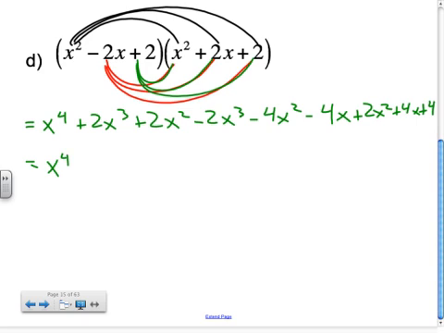Okay, and then I combine like terms, and I only have one term with x to the 4th. So I have x to the 4th. I have positive 2 minus 2. That's all I have. So those are going to cancel.